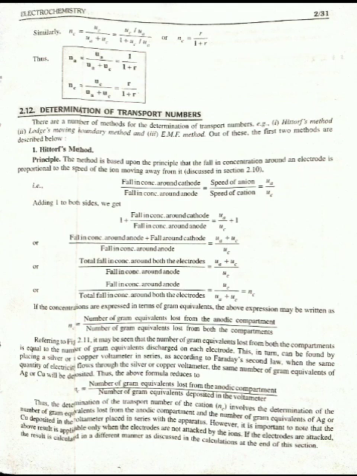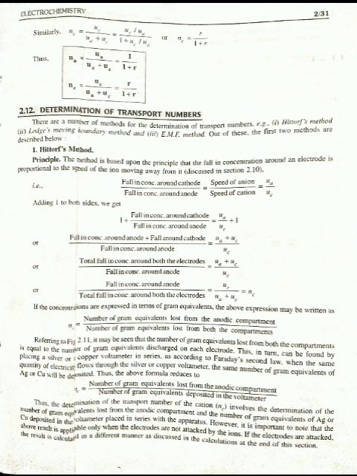Thus, the above formula reduces to Nc is equal to the number of gram equivalent lost from the anodic compartment upon the number of gram equivalent deposited in the voltameter. Thus, the determination of the transport number of the cation Nc involves the determination of the number of gram equivalent lost from the anodic compartment and the number of gram equivalent of Ag or Cu deposited in the voltameter placed in series with the apparatus. However, it is important to note that the above result is applicable only when the electrodes are not attackable by the ions.